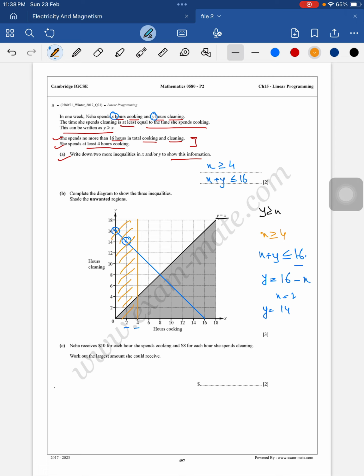Okay, x plus y is less than or equal to 16. So less than is this part. So I will be plotting the greater than part, that is this part, right? So the region which is unshaded is this part.